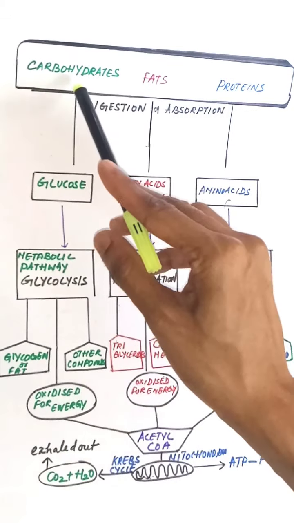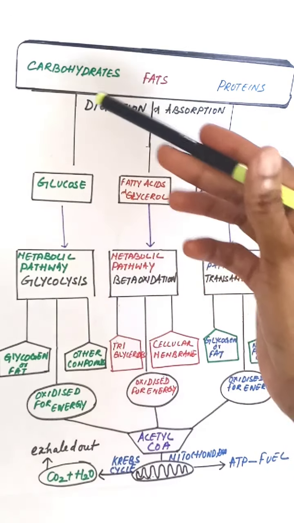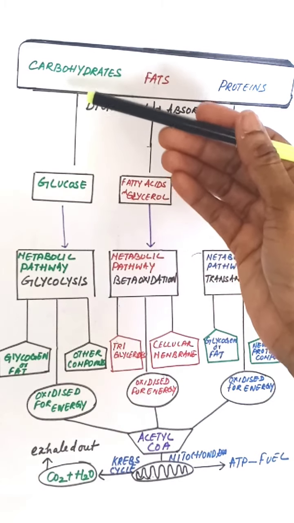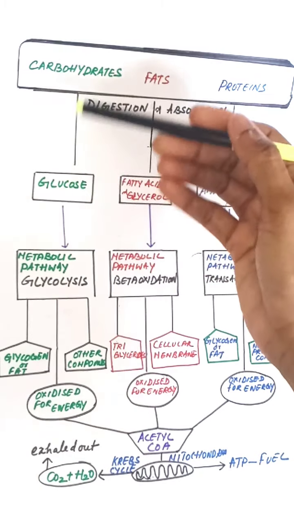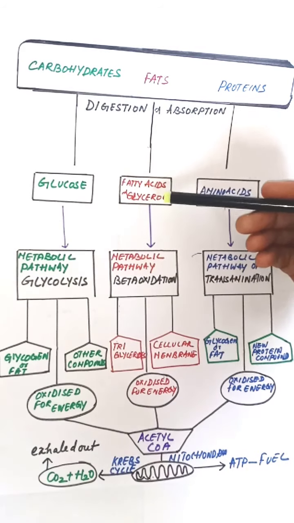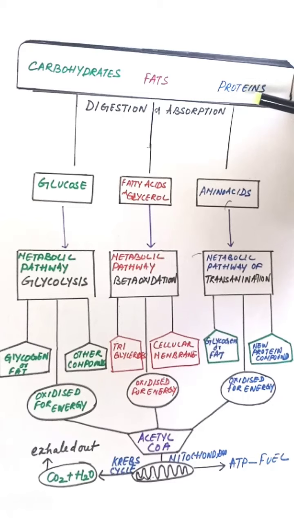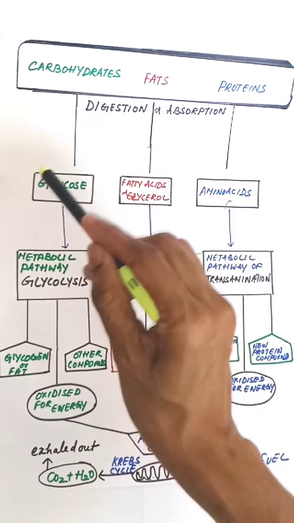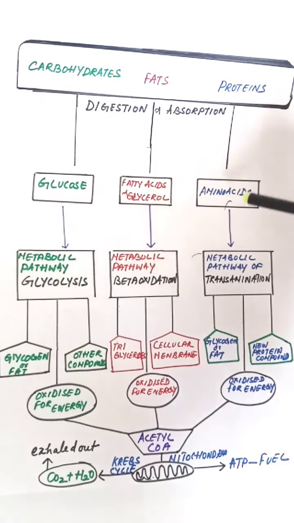The food we take has carbohydrates, fats, and proteins, but it cannot be absorbed in the same way. If carbohydrates have to be absorbed, they have to be converted to glucose. Fats have to be converted to fatty acids and glycerol. Proteins have to be converted to amino acids. These are all the absorbable forms of carbohydrates, fats and proteins.